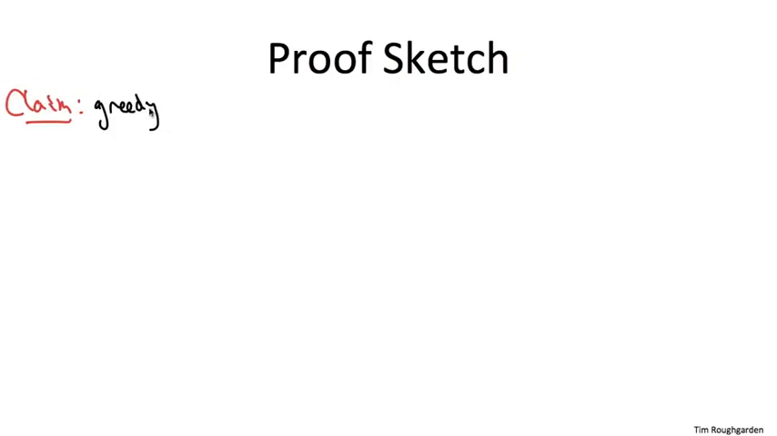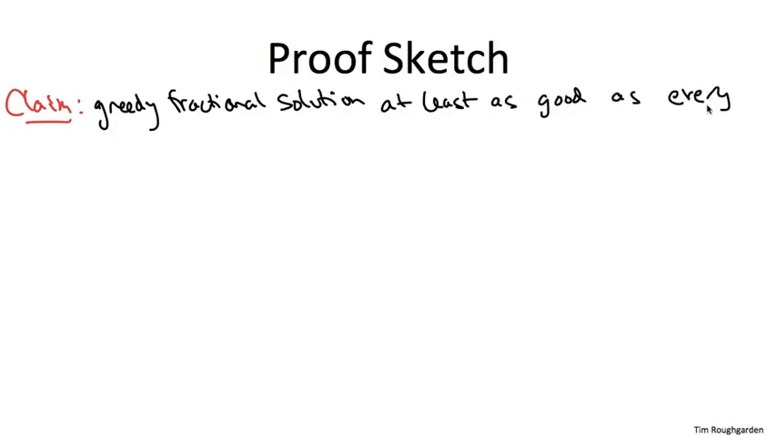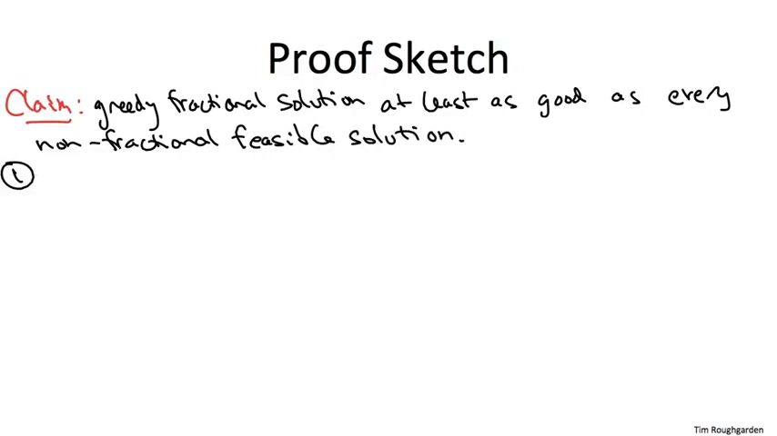So the claim is that the greedy fractional solution of a knapsack instance is guaranteed to be at least as good, have at least as large a total value as every feasible solution, that is, every non-fractional solution. The proof of this would fit in fantastically in the greedy algorithms section of this course. That's really what it is. One way you can prove this formally is using an exchange argument. That's what I'll sketch at a high level here.